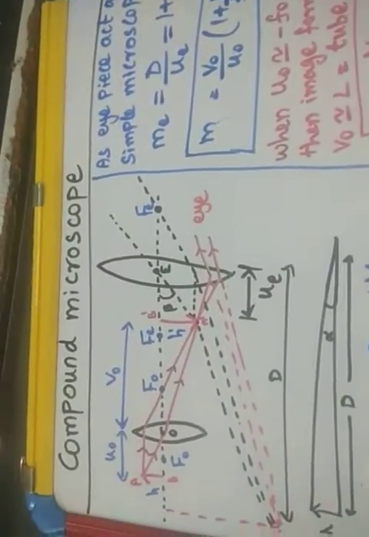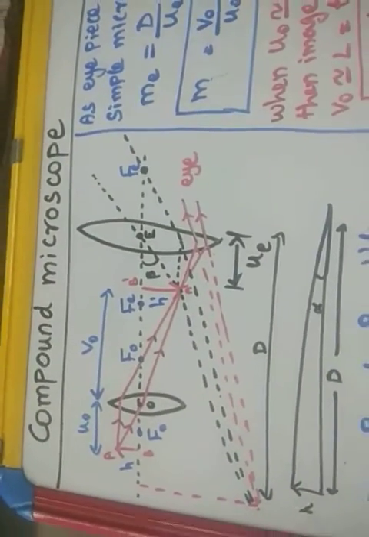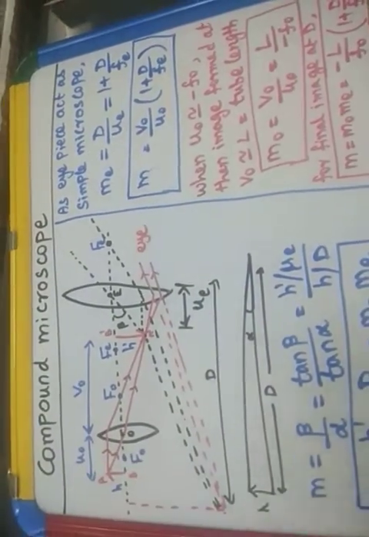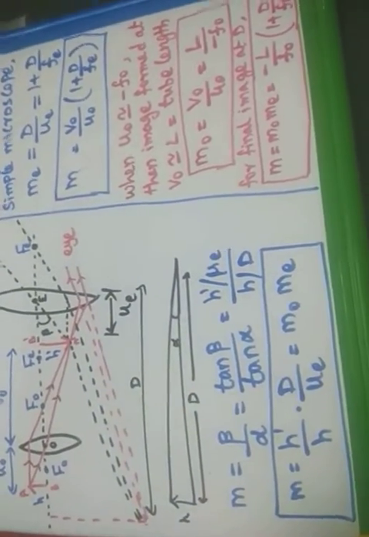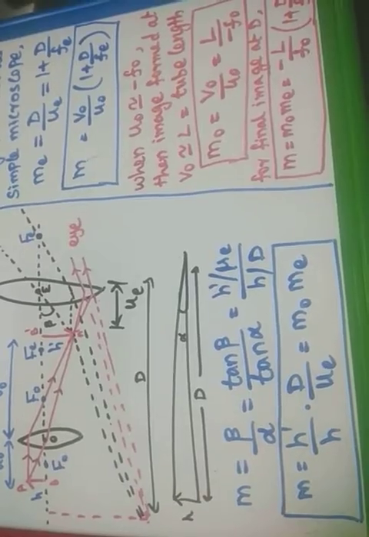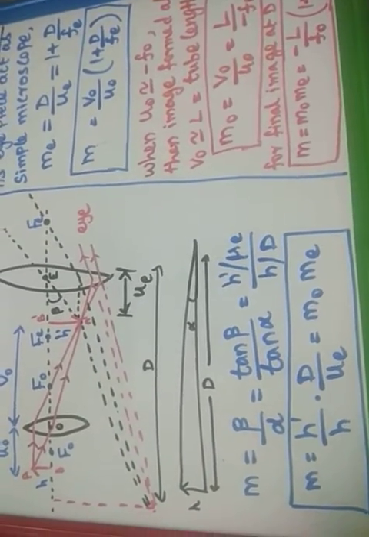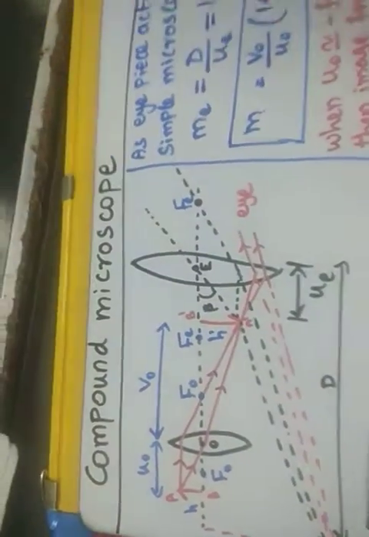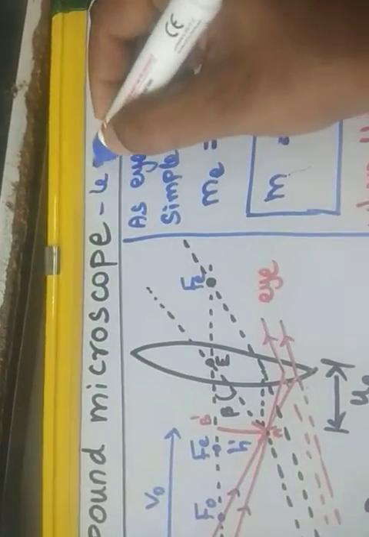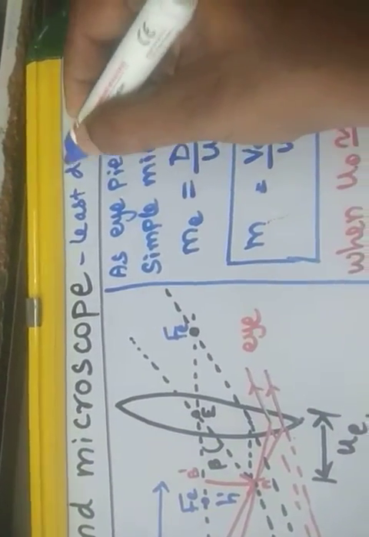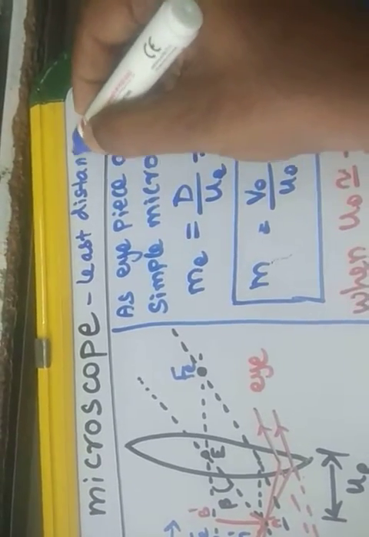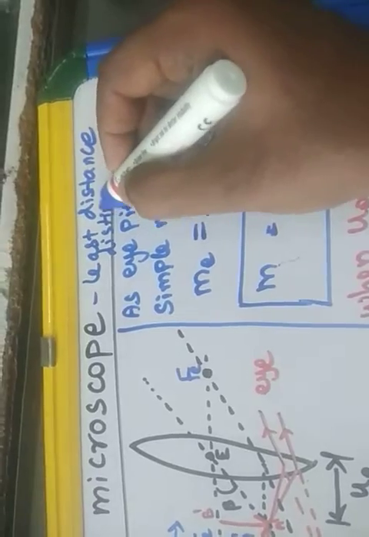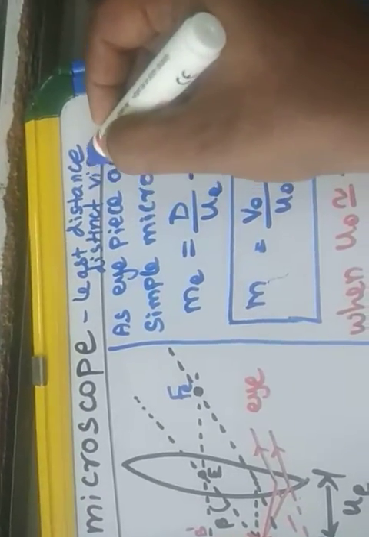So this is the image formation by the compound microscope when the final image is formed at the least distance of distinct vision. For the least distance of distinct vision, this is the magnification formula.